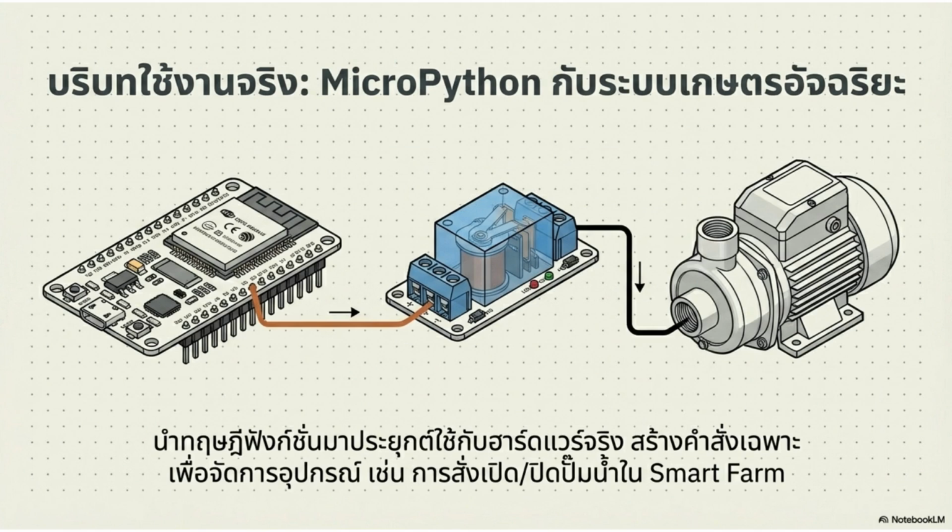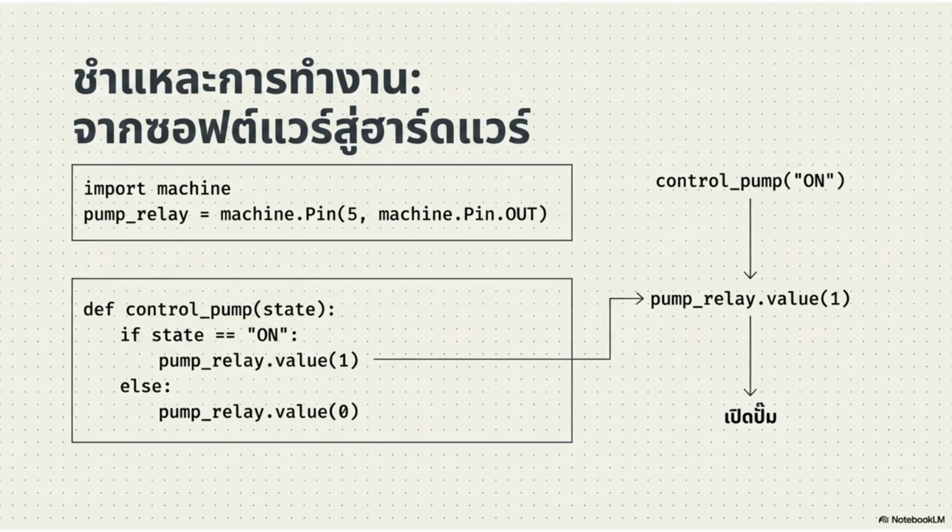We'll use functions to create specific commands, such as turning a water pump on or off, controlling the actual hardware. This code demonstrates the function control_pump, bridging software to hardware. The main program calls the function with a state, which then translates the on state into a high signal, 1, to activate the pump's relay.